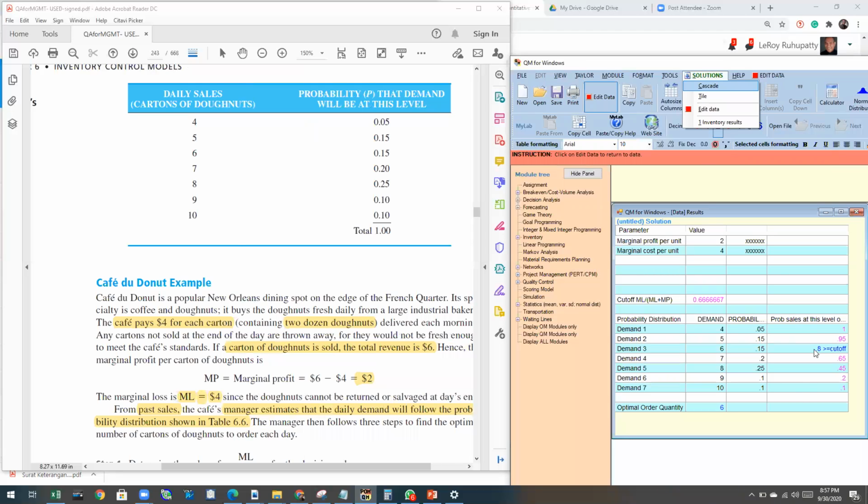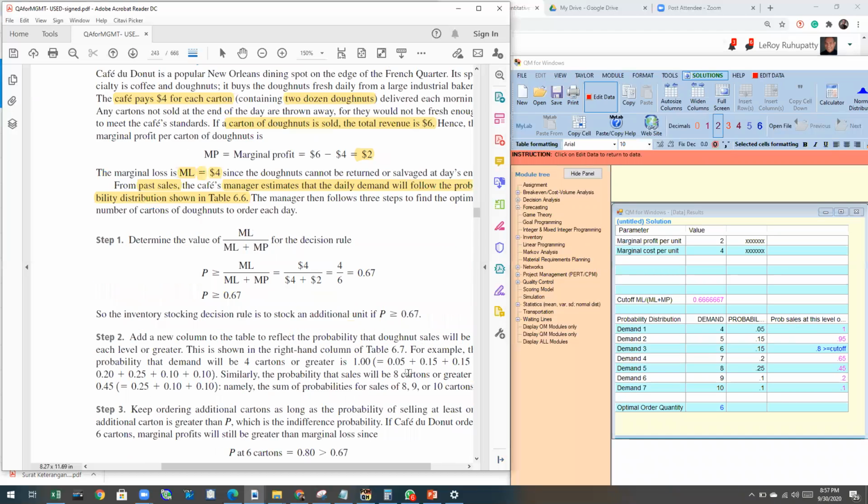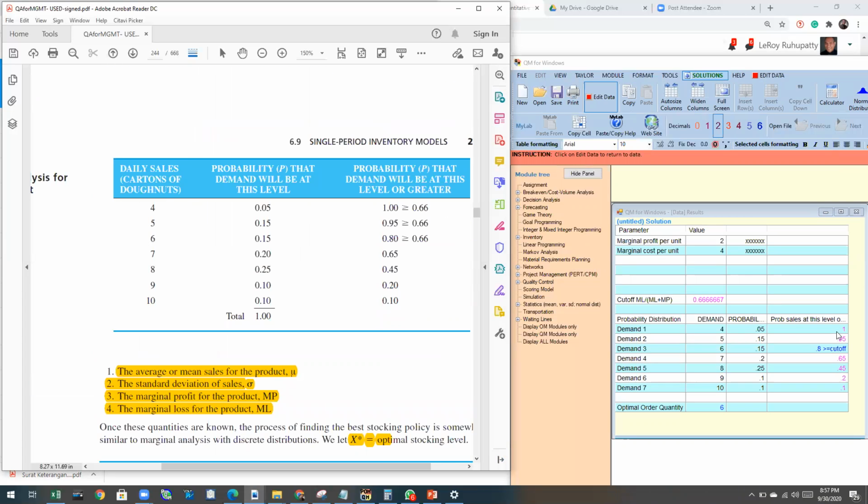You see, this is the cumulative probability. Let's look at table 6-7. Yes, 1, 95, 80, 65, 45, 2, and 1. Now, see, the cutoff is 67%. That is the probability that we will not be able to sell an additional unit. What does it mean? If we cannot sell the additional unit, that means it's a marginal loss. So what is the probability of having a marginal loss? The probability is 67%.